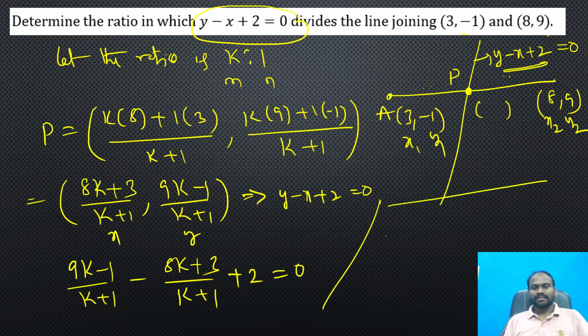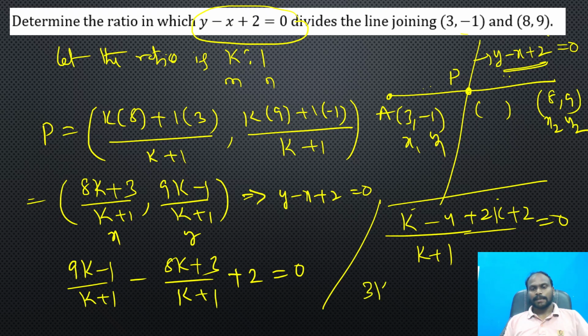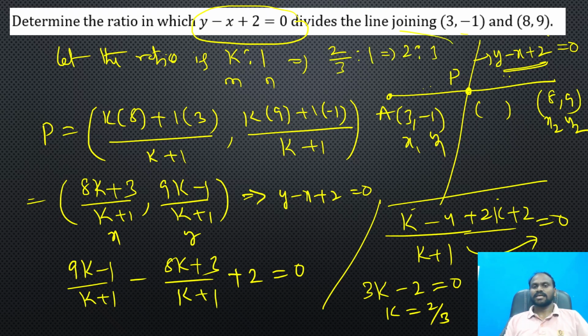Now if you simplify, the LCM is k plus 1. So 9k minus 8k is k, minus 1 minus 3 is minus 4, plus 2k plus 2 is equal to 0. So we have 3k minus 2 is equal to 0, because if you move this to the other side, 0 minus 4 plus 2 is minus 2. So k is equal to 2 by 3. If I substitute here, 2 by 3 is to 1, which is nothing but 2 is to 3. That is the answer.